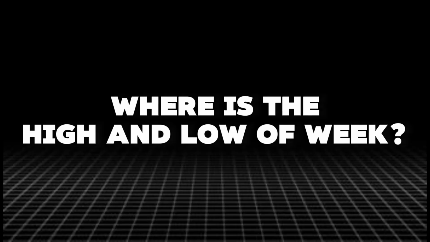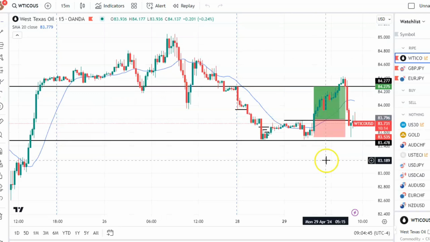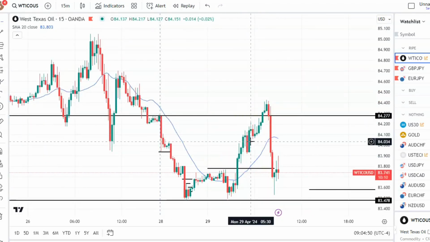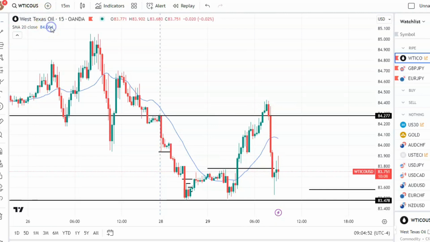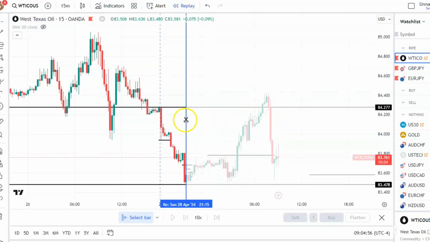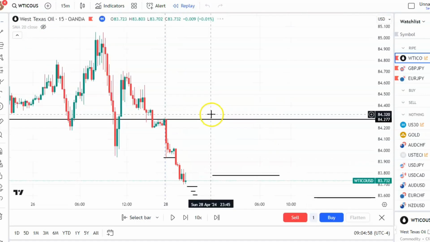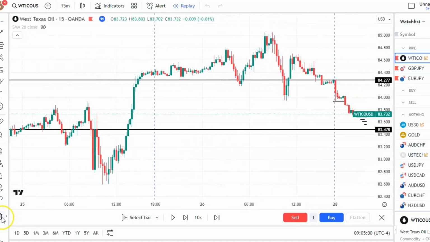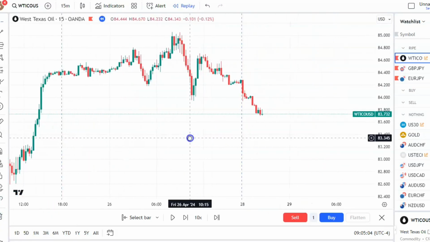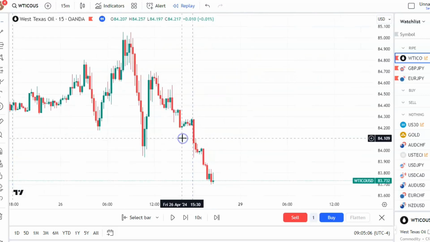Where is the high and the low of the week? So we caught this move today, and luckily for us, today is a Monday, and everything begins on Monday. So Monday sets the high and the low of the week. Think about it. That is when the week starts. So the weekly candle will open on Monday.